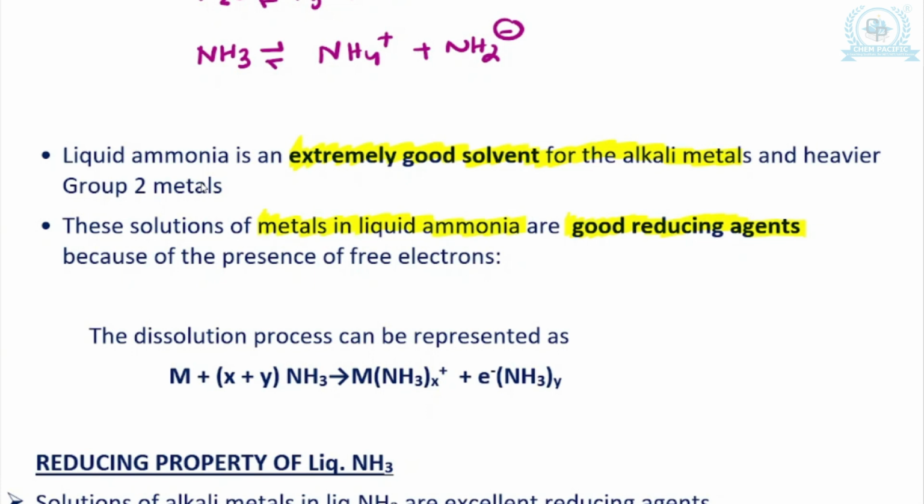I have given you the reaction: whenever any alkali metal gets dissolved in liquid ammonia, it results in the formation of ammoniated electron. So this is your ammoniated electron. And due to the presence of this ammoniated electron, the solution of alkali metals in liquid ammonia acts as a very good reducing agent.